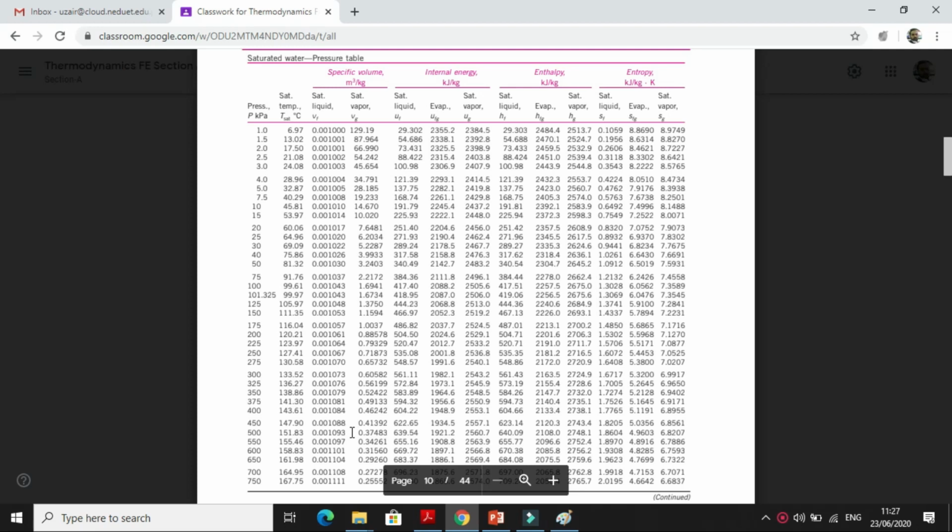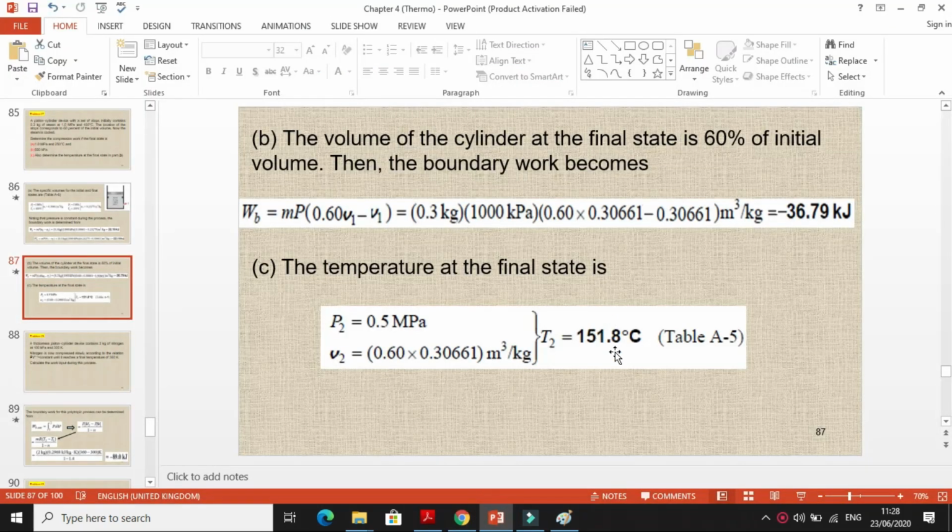So it means the final state is basically in the mixture region, because the final volume, or V2, which is 60% of the initial volume, lies between Vf and Vg. So you are somewhere here. If we have a mixture, then we get the temperature at the final state, because for a mixture T is equal to T saturation, which is 151.83. So you can see here we have 151.8 degrees Celsius. So this is the final temperature of this case.